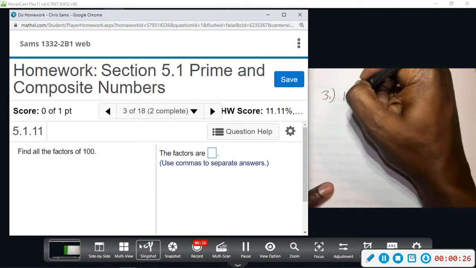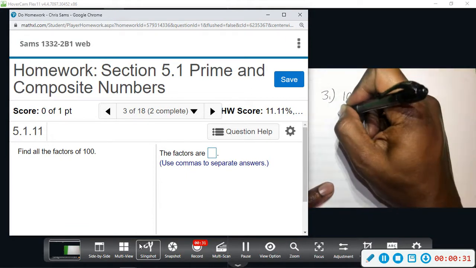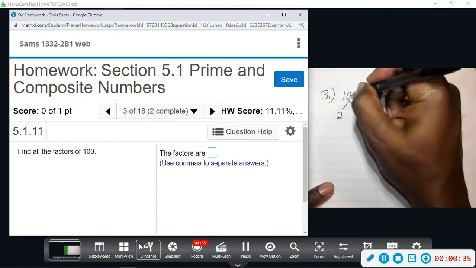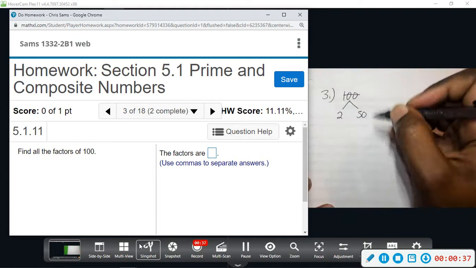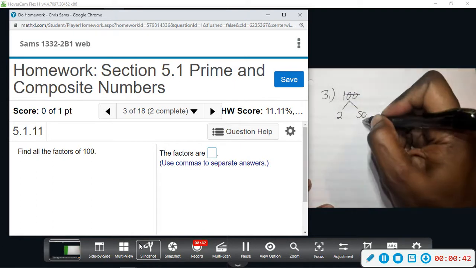So we're going to do 100. We're going to break this down to primes. I'm going to break this down to 2 times 50. And what I like to do once I break it down is scratch it out. I didn't do that before, but I'm going to show you. Every time I draw a line from it, I know that's not one of my prime numbers.